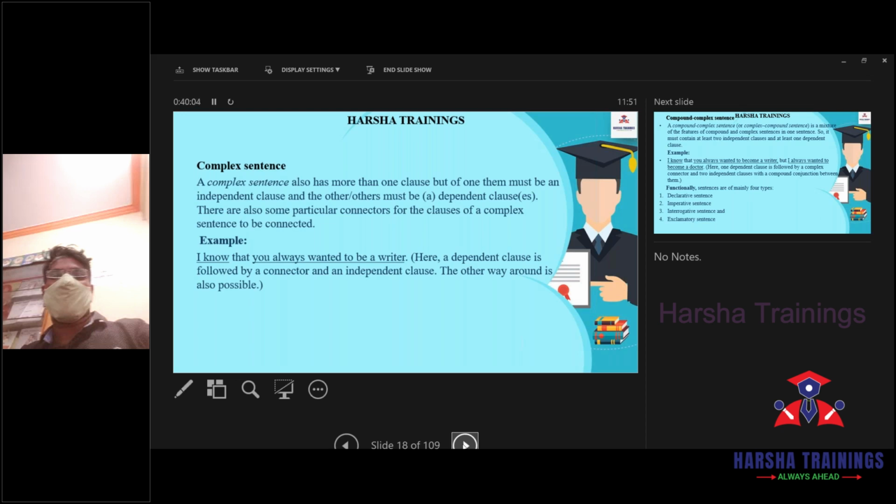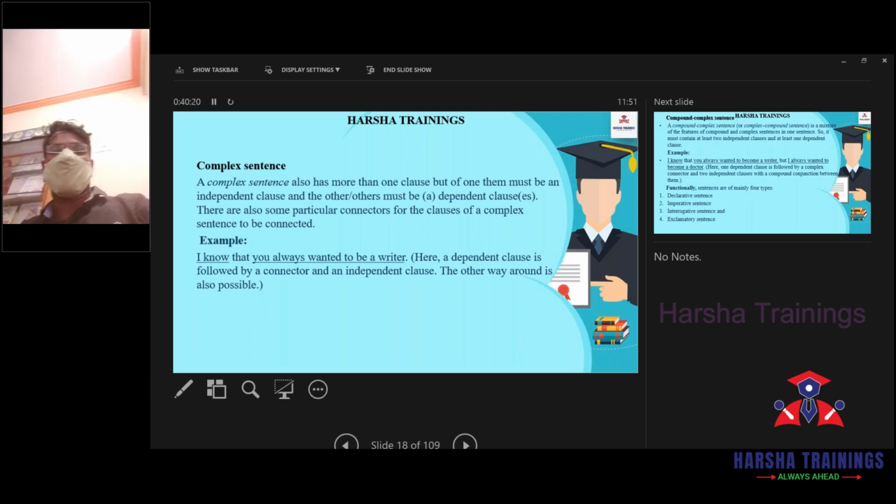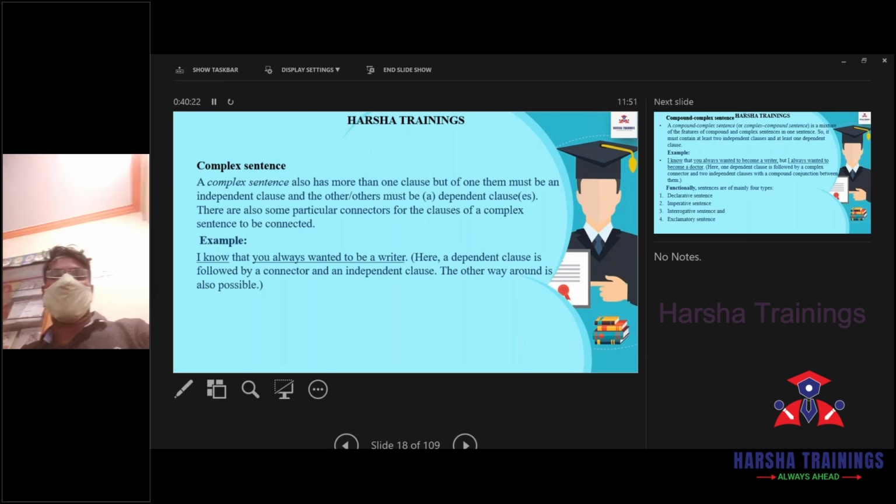Okay, for example, I know that you always wanted to be a writer. So here the dependent clause is followed by a connector. That is also a connector. Okay, so "I know" is one. "You always wanted to be a writer" is the other, right? So it is followed by a connector and an independent clause, both. You can say the other way around also.